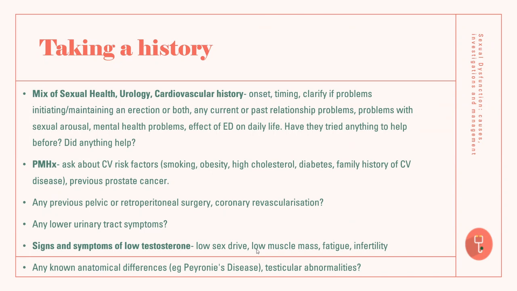Past medical history, so cardiovascular risk factors, so like we said before on our flowchart, are smoking, obesity, high cholesterol, diabetes, a family history of cardiovascular disease, any previous prostate cancer, have they had any previous pelvic or retroperitoneal surgery or coronary revascularization, have they got any lower urinary tract symptoms, because again, similar to our dyspareunia, it could be a very simple cause that they've got a raging UTI, it's causing them pain and problems.